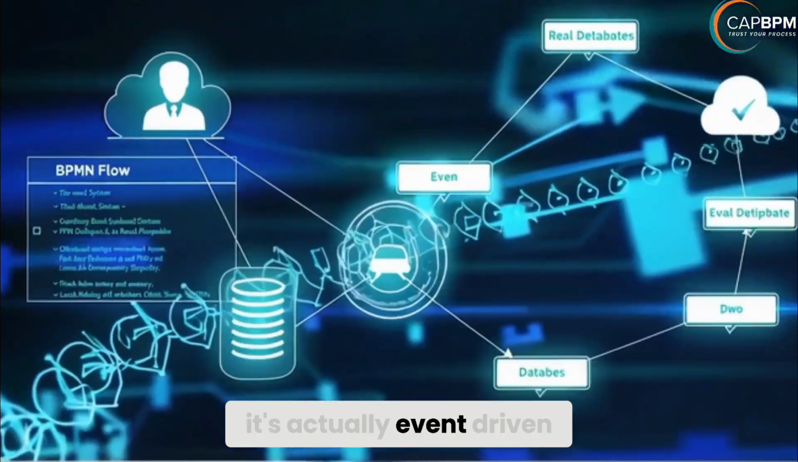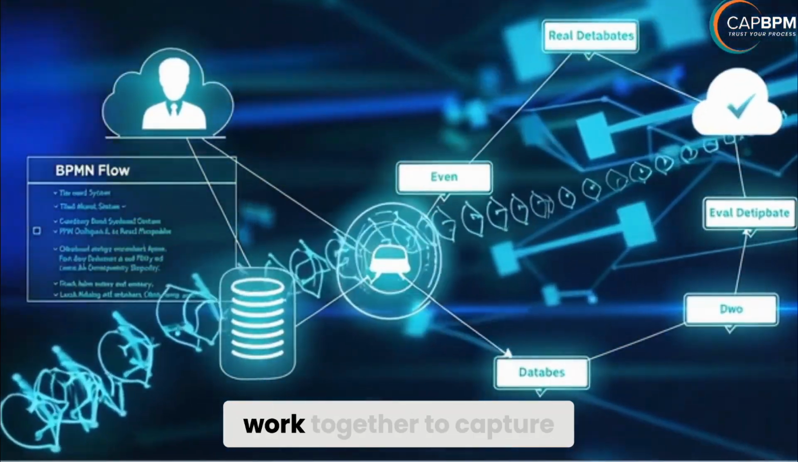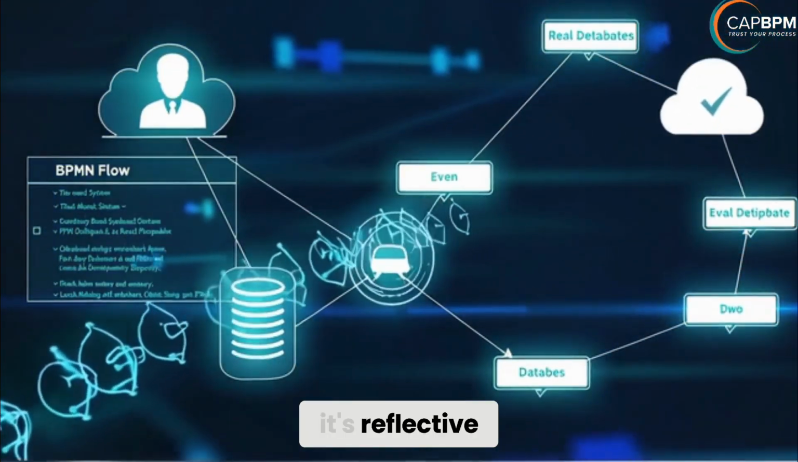Camunda 8 does this a little bit differently. With Camunda 8, it's actually event-driven. So as soon as you get to a particular step, Operate and Optimize work together to capture that data and make sure that it is real-time, it's reflective, and it can actually tell you what's happening in your system right now.